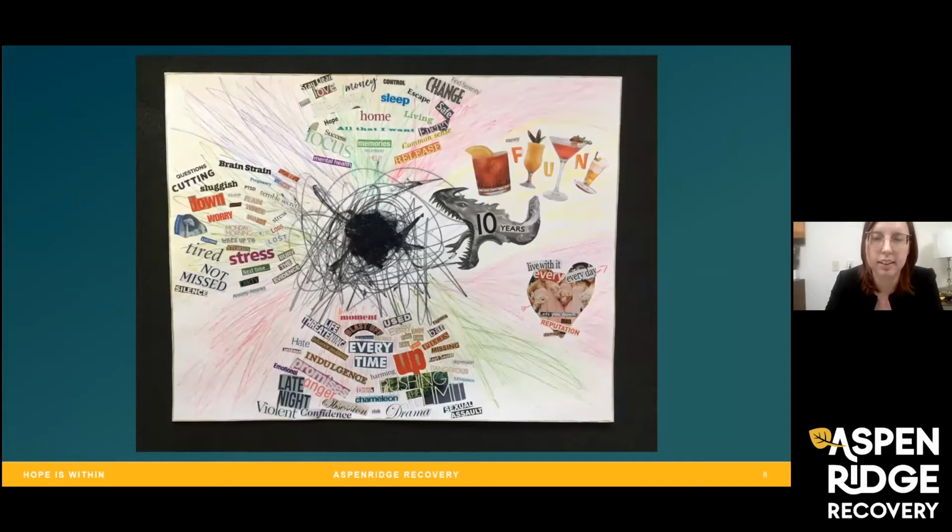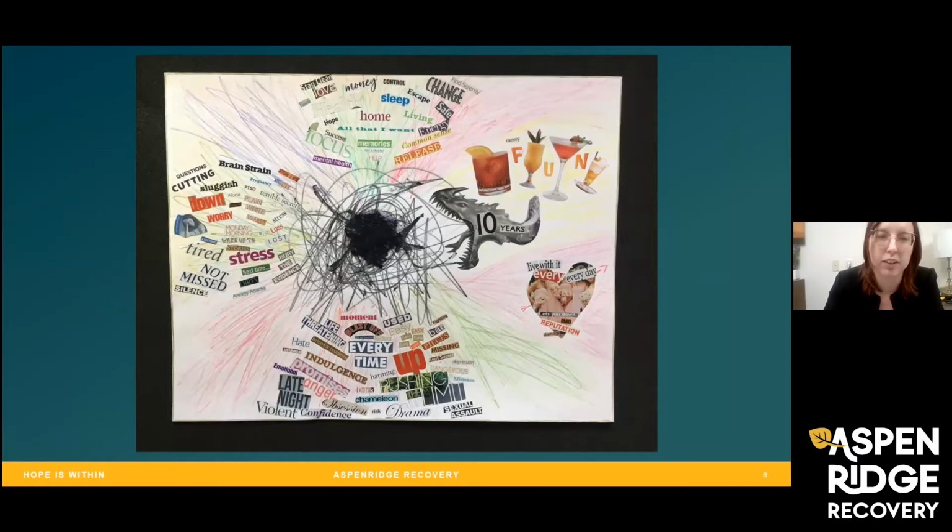This is somebody's addiction and how they were out of control in their life. And the addiction was running the show. The addiction was what had control. So kind of this spinning vortex type of thing, with the dragon head, she had been struggling with addiction for 10 years. And it really, really impacted her life and her self-esteem.